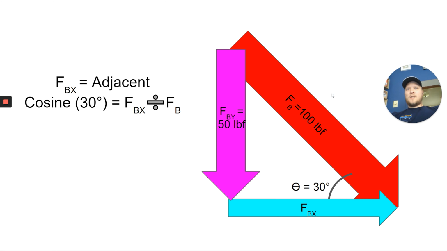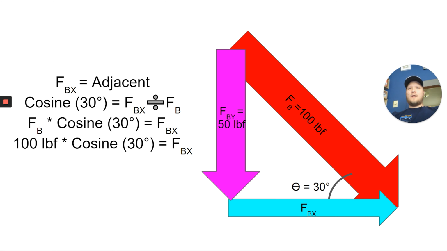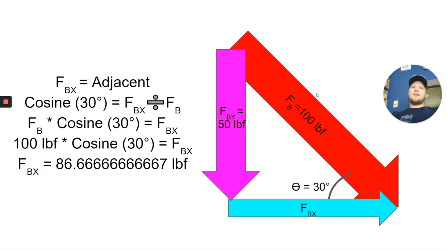So just like before, we set it up, rearrange to get FBX on its own, substitute in what we know, and then when you plug that into your calculator, again, making sure that your trig is in degrees, not radians, you should get 86.666 repeating. We never, ever want to round until the very end if possible. So in this case, we want to make sure we always take that as 86 2/3.